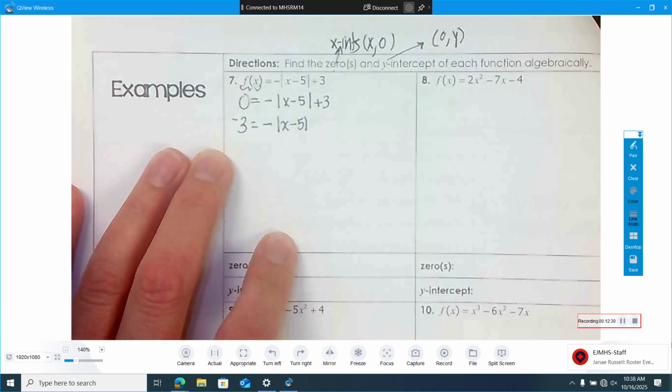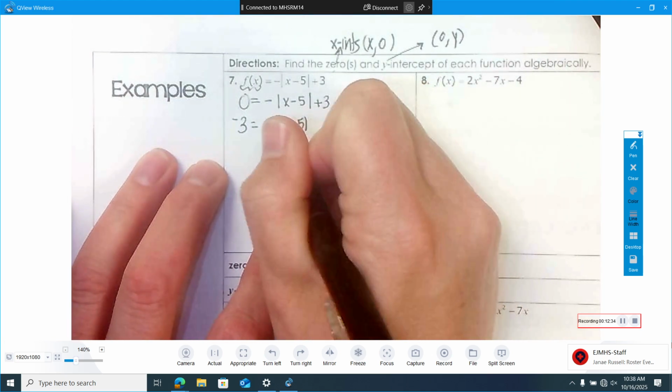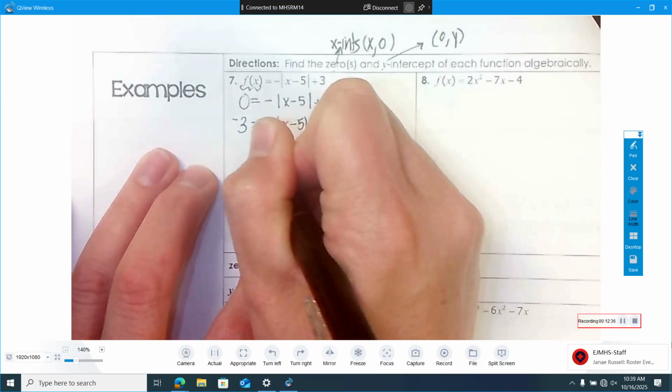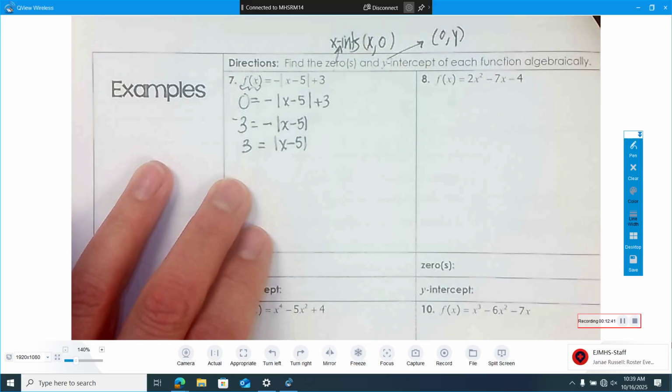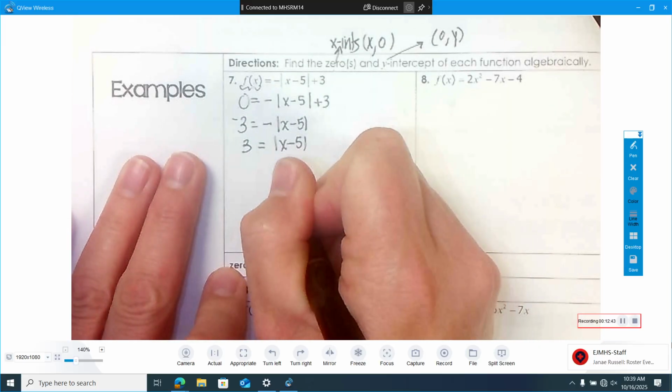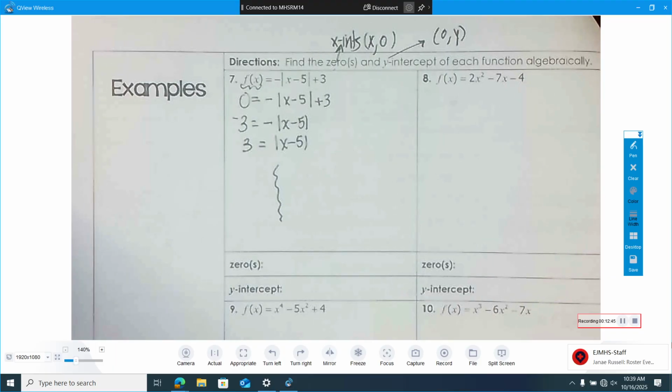And then we need to do what? Divide by the negative. So we get the absolute value of x minus 5 equals now a positive 3. And anytime we have absolute value, what do we have to do? We have two equations. We have two equations to set up.